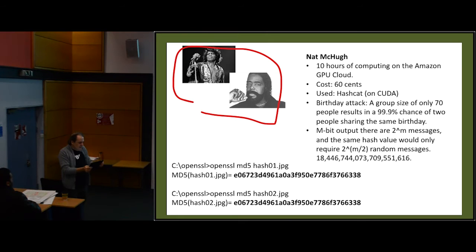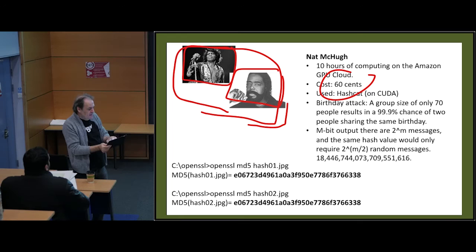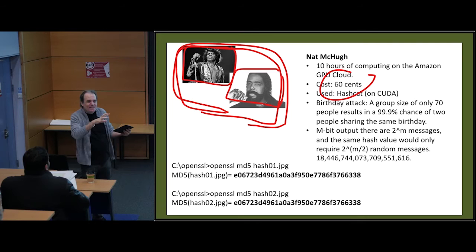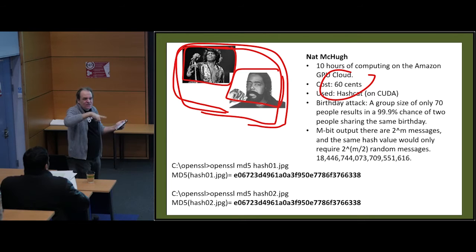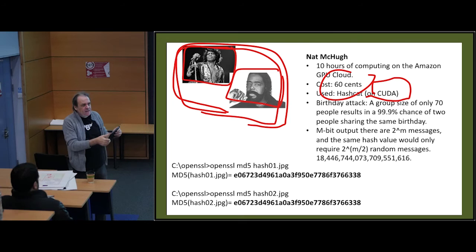And it happened there, as I said last week: 60 cents, 10 hours on the GPU cloud, and Barry White and James Brown produced the same hashed value. It didn't work last week, and I know the reason is that we needed roughly 22 people to have 50-50. With a group of 22 students, you'll have a 50-50 chance of getting the same birthday, which is the same methodology used in this. It's using CUDA. When we use Hashcat in the lab today, it will run quite happily on your Xbox or your PlayStation, and it's optimized for this CUDA architecture.